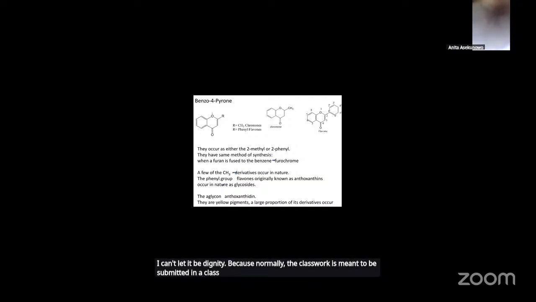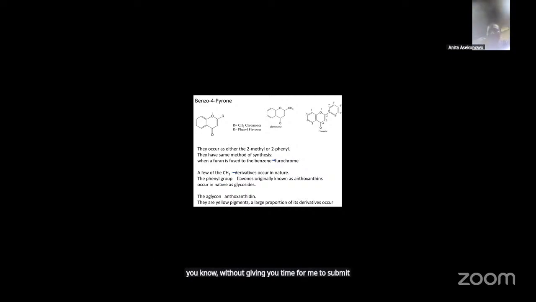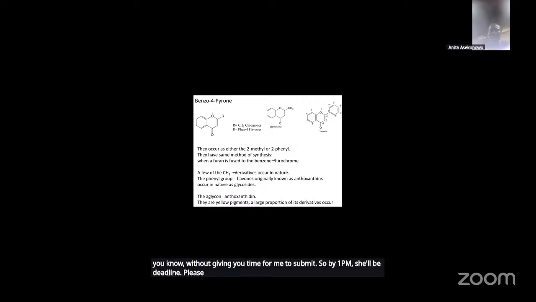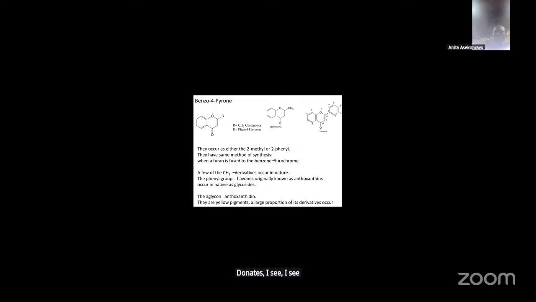So between 12 and 1, I'm going to put the deadline for submission to be 1 p.m. I can't let it be in the evening because normally the classwork is meant to be submitted in class. It's because of this online, without giving you time to do it and submit it in class. So by 1 p.m. should be the deadline. Please share it with me now. Don't share it as a Word document. Just share it as something I can copy and put on the Google Classroom. Thank you. Okay, ma'am. So guys.